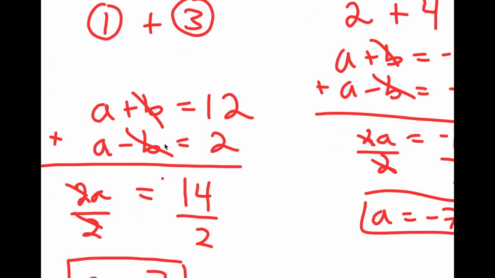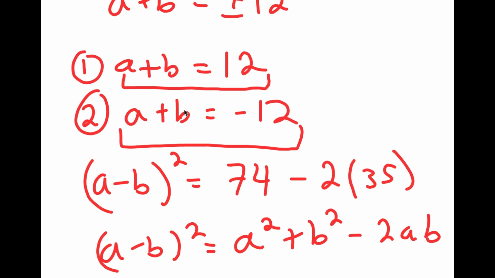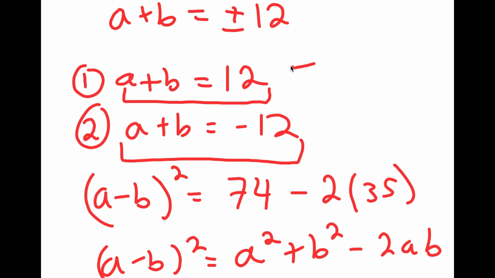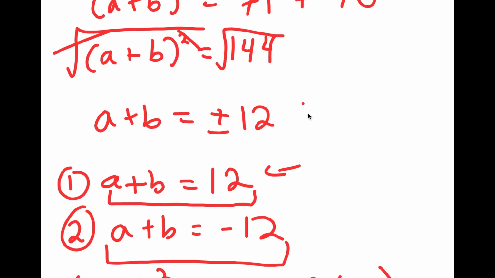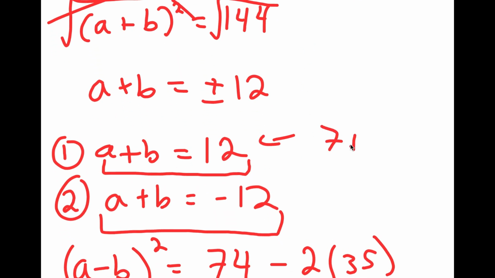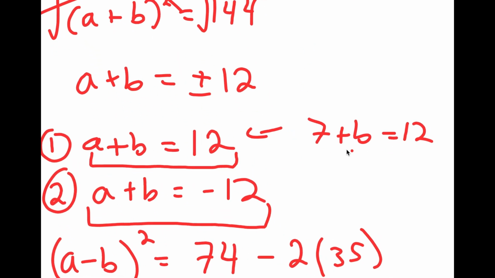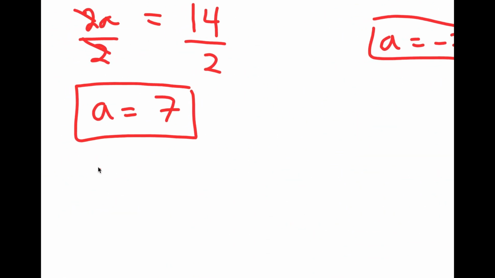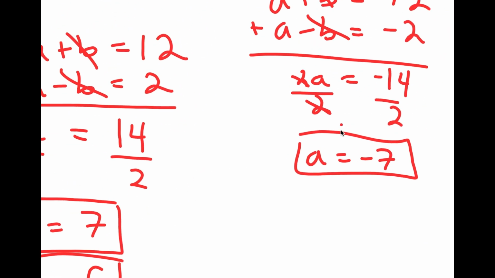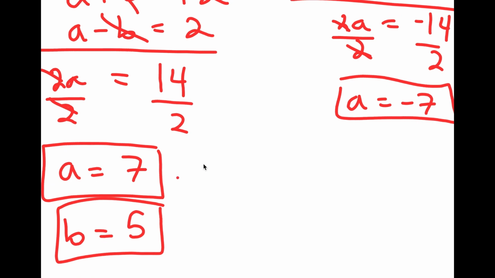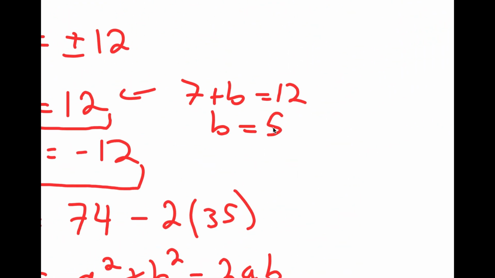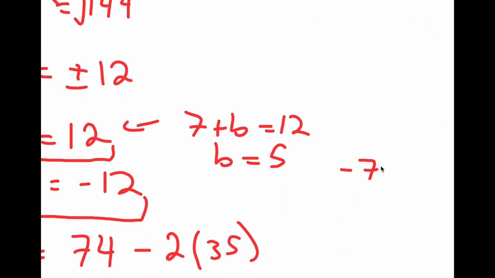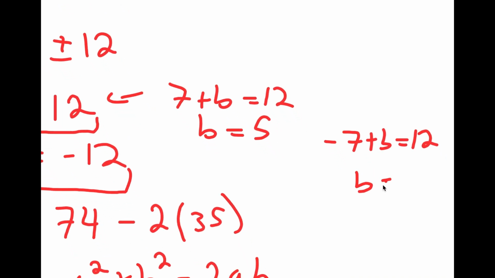So if a equals negative 7, then we can plug a back in here. If a equals negative 7, then I get negative 7 plus b equals 12, and b is equal to 19. So if a equals 7, b equals 5, and if a equals negative 7, then b is going to equal 19.